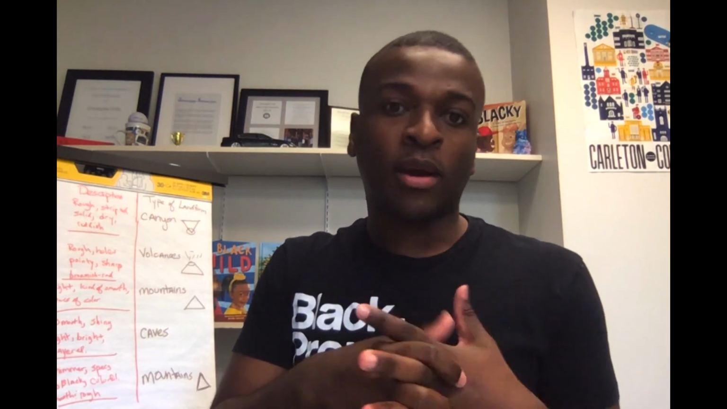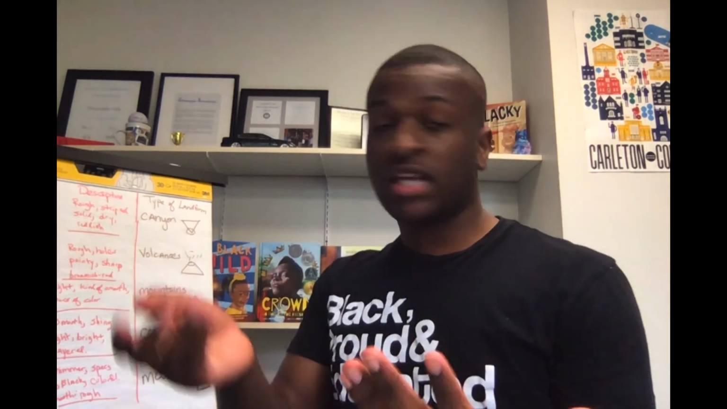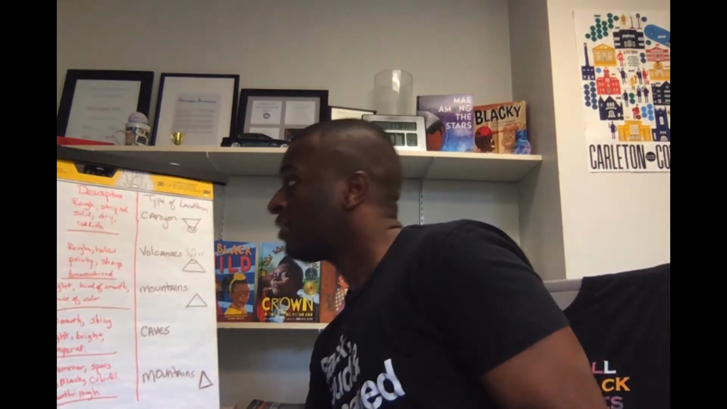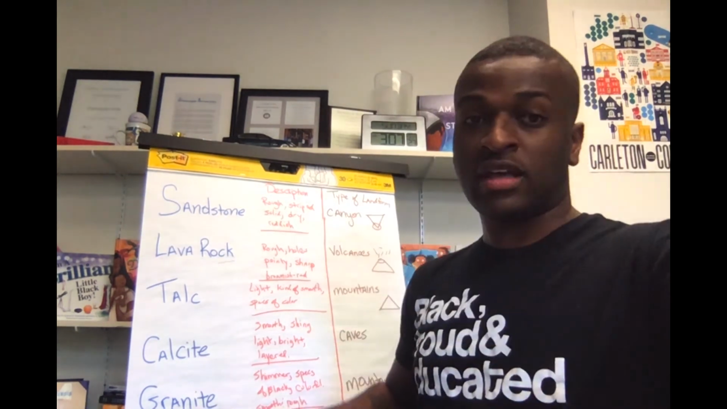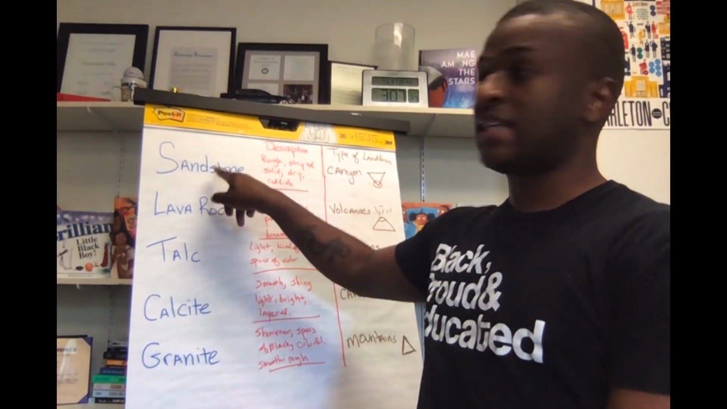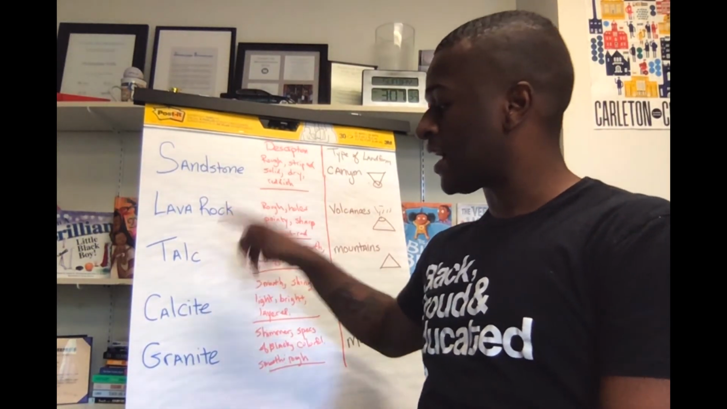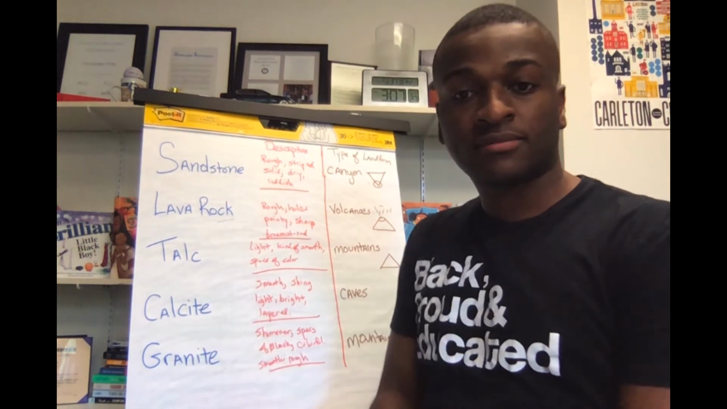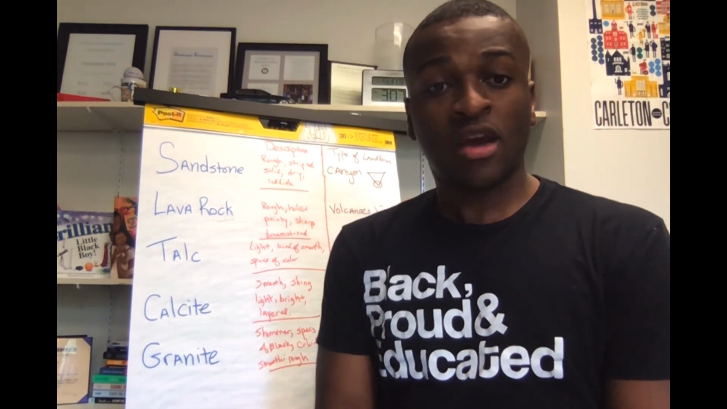So we learned so much today. We learned about all the different types of landforms that could exist, and we learned about many of them. We didn't learn about all of them. There's so many. We didn't learn about things like deserts or other things. But we learned about canyons and volcanoes and mountains and caves, and we learned specifically that those are made up of rock and soil. And the types of rocks that we can always remember as we continue to think about landforms: sandstone, lava rock, talc, calcite, and granite. All those exist, and we learned about those today.